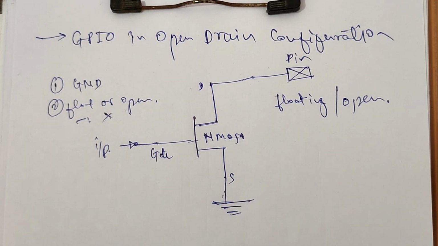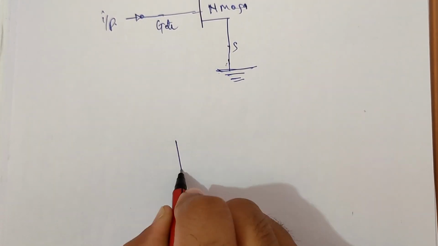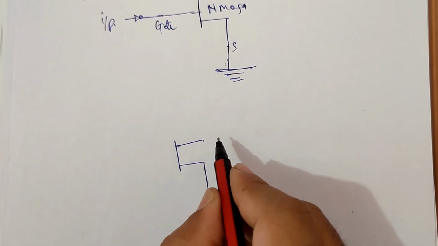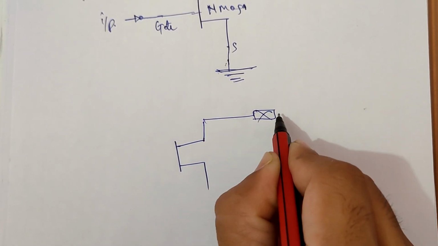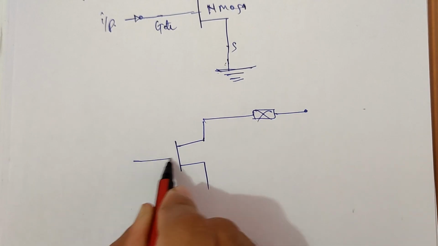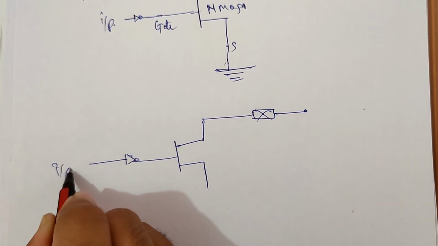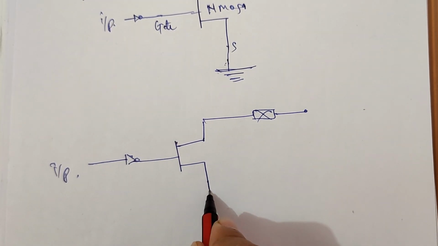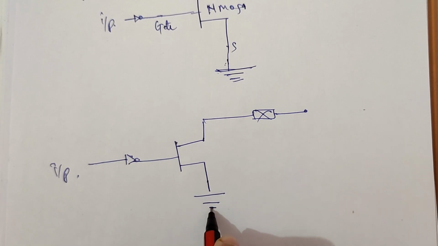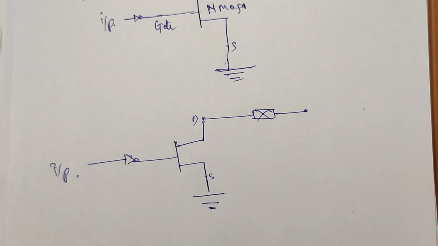So now I am updating this diagram with a pull-up resistor. Okay, again the same NMOSFET I'm drawing. Then here the pin, here the gate terminal, here a NOT gate, and input. Okay, this is connected to ground: drain, source, gate.